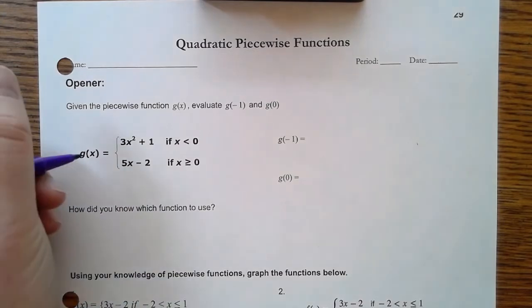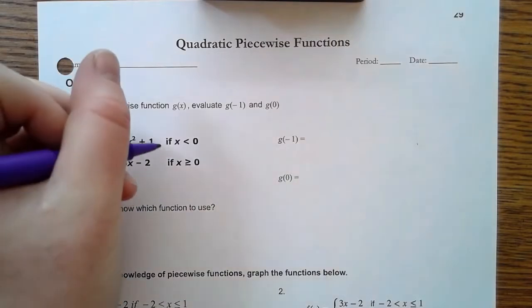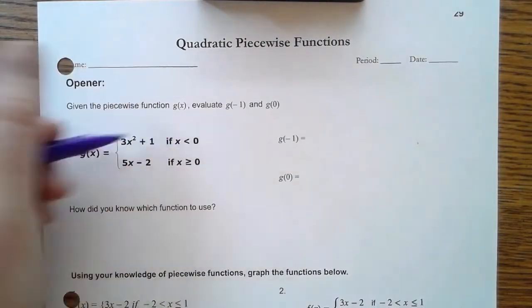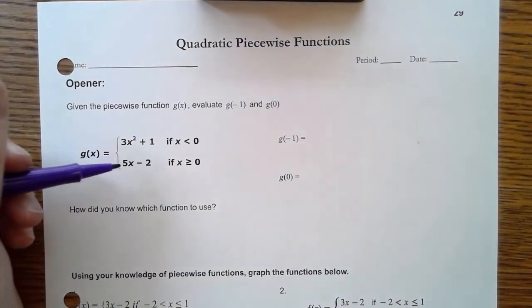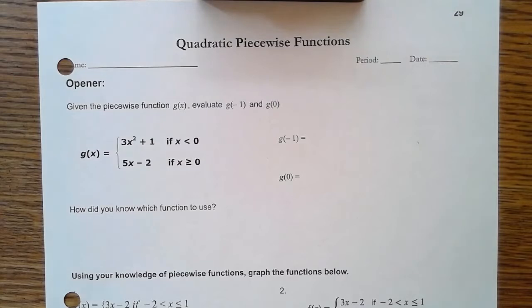Okay, so this piecewise is split up. It says g of x equals 3x squared plus 1 if x is less than 0. So if x is less than 0, I will use this formula, this equation, this expression. If x is greater than or equal to 0, I will use this linear, 5x minus 2. So visually, this is a quadratic and a linear.